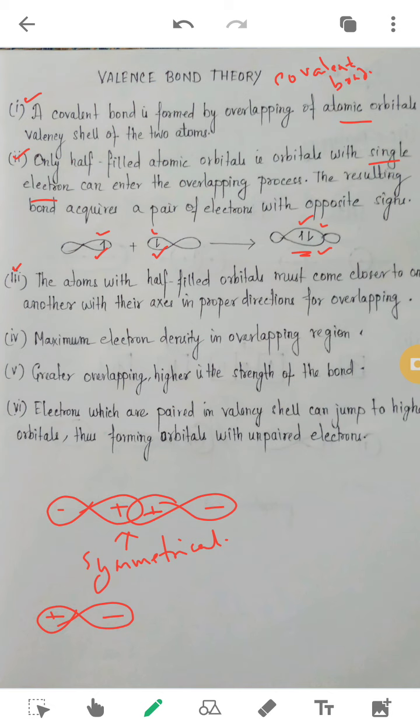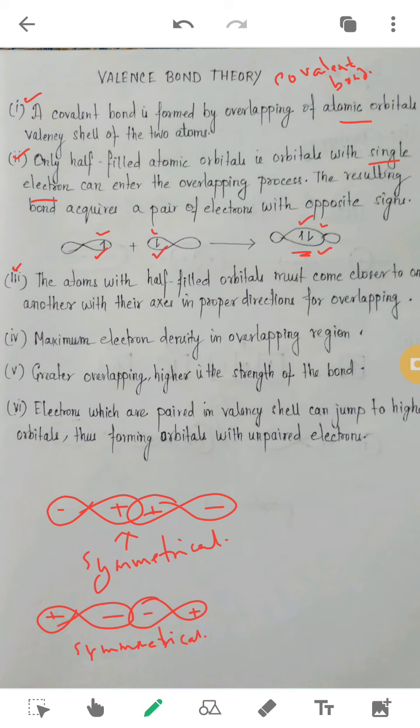Suppose this minus lobe is towards this side, and the other one which is coming for bond formation is also having a minus lobe towards this side only. So that is again symmetrical. Whether it is in phase or out of phase, in both the cases, those are symmetrical.